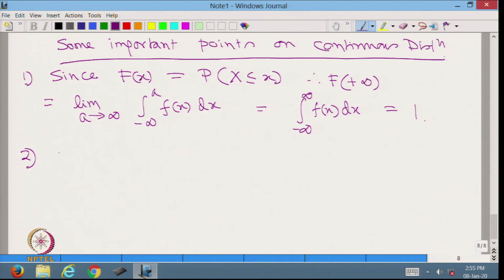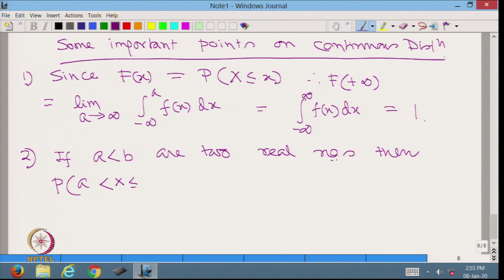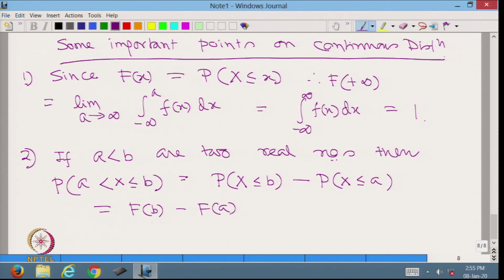2. If a less than b are two real numbers, then probability a less than x less than or equal to b is equal to probability x less than or equal to b minus probability x less than or equal to a, which is equal to F b minus F a, which is equal to the integral from a to b of f x dx.